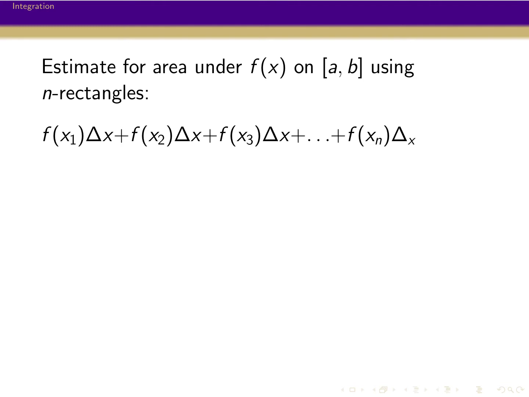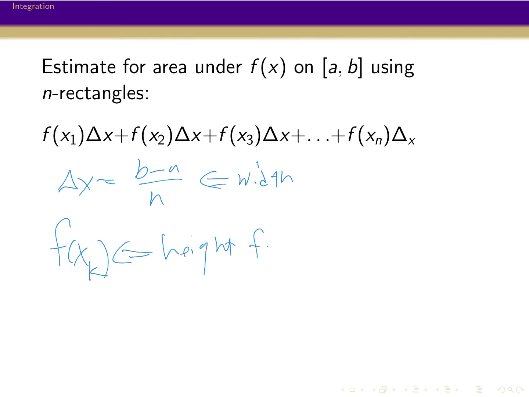Okay, so this is what we talked about in the last video. Given a function, we're trying to find the area underneath it down to the x-axis, between x equals a and x equals b, using n rectangles. So this is breaking up a to b into n lengths, where delta x equals (b minus a) over n. This is the width of each subinterval, and f of x_k is the height for each little rectangle. When you multiply the height times the width, that gives you an area.